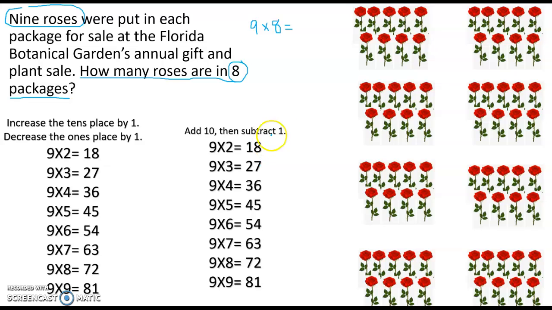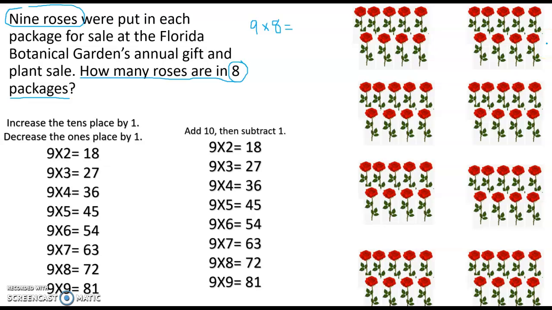So you can write out your facts and remember your 10's place goes up by 1. Your 1's place goes down by 1. You can add 10 and take 1 away to get your 9's facts. You can draw your equal groups, which is a really great strategy, you can also draw an array, which you learned about earlier this week.